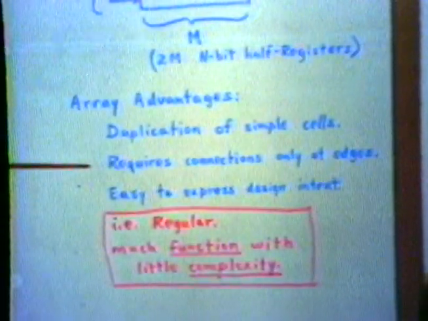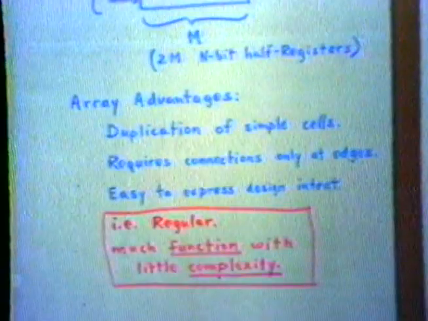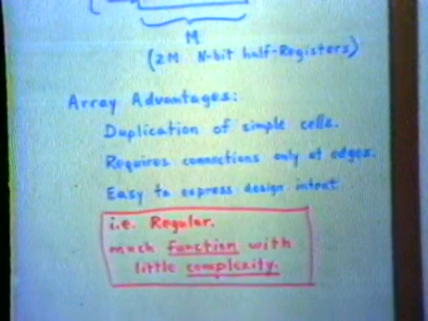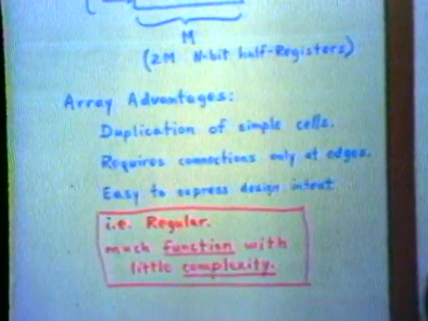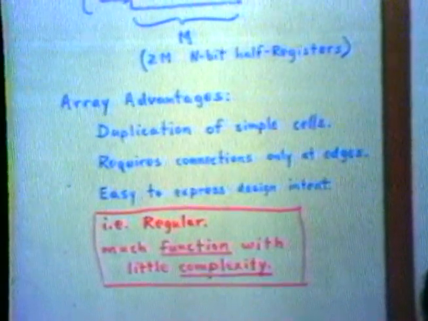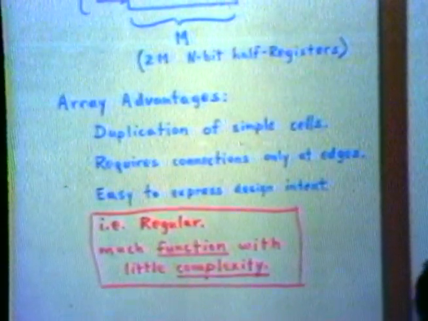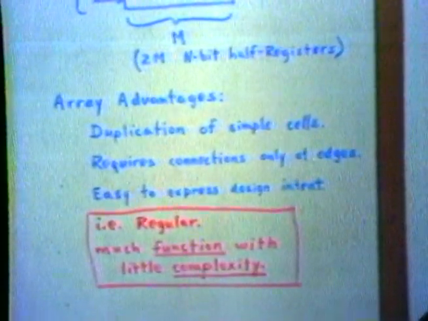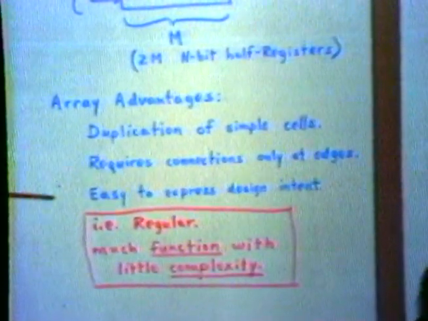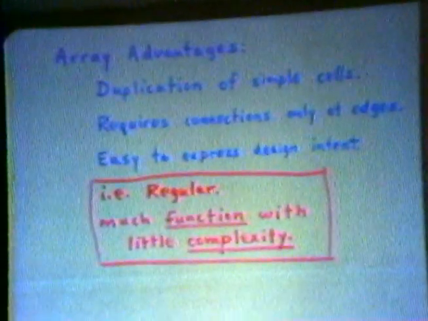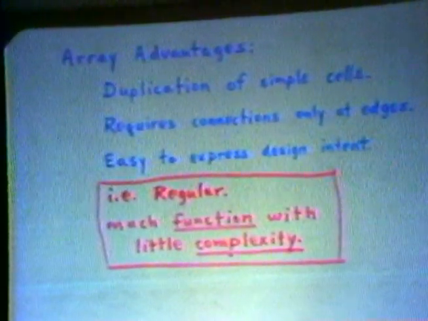Arrays are generally built so that they only require connections at their edges. They're not very useful if you have to try and find a way to get wires into their interior. So by definition, we usually assume that an array only connects at its edges. And it's easy to express the design intent with an array because the array basically captures the essence of a large amount of logic in one small cell. And you say, give me n of these.